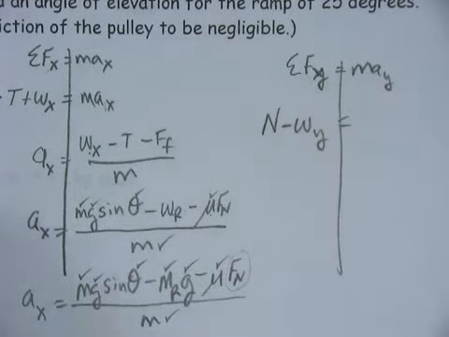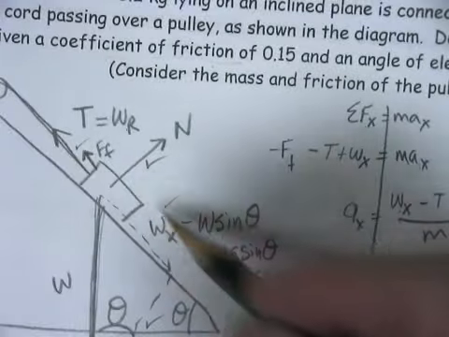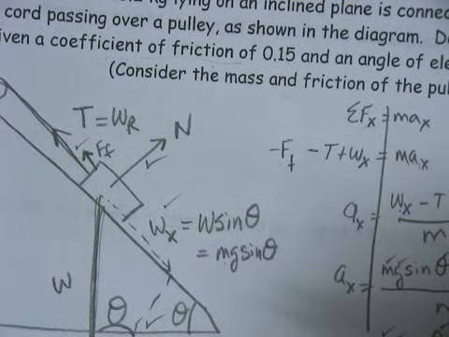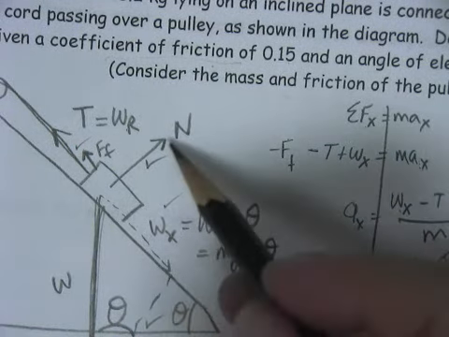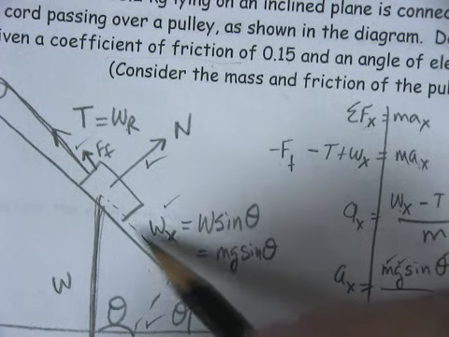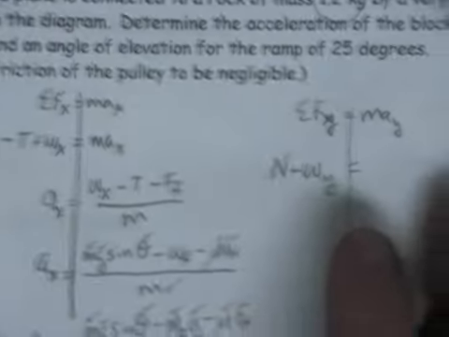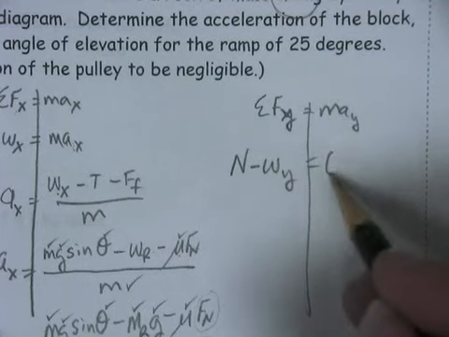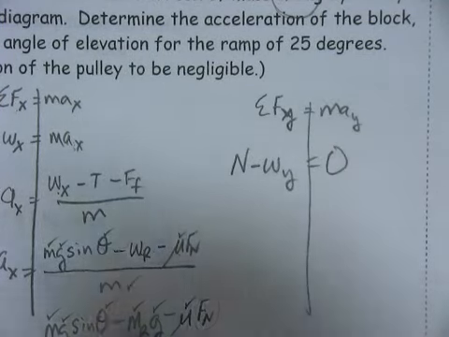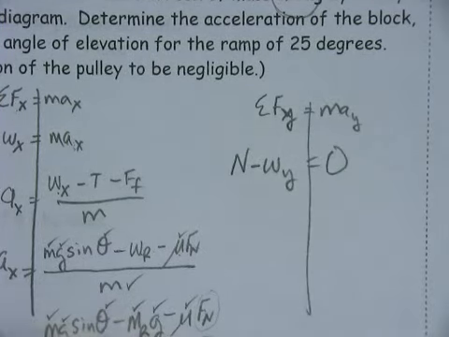Now as this thing accelerates down the inclined plane, it's not going to accelerate in the y direction. It's going to stay connected to the plane. So the acceleration in the vertical direction is 0. I'm not sure if I said that right. The acceleration in the y direction is 0. It stays on the plane.